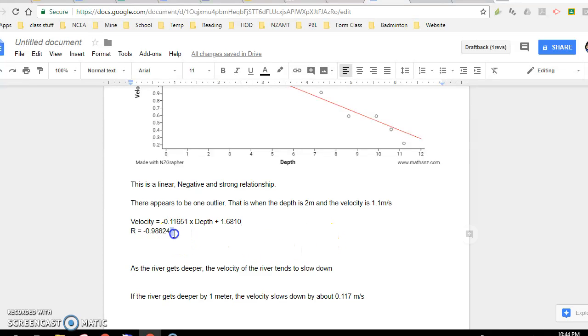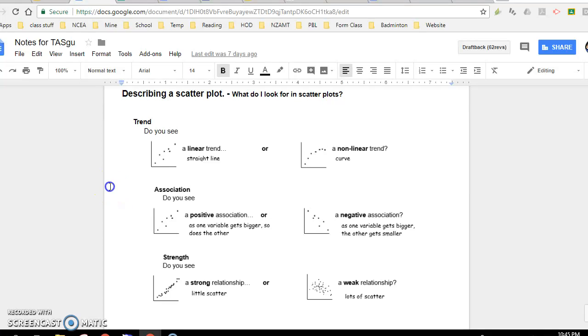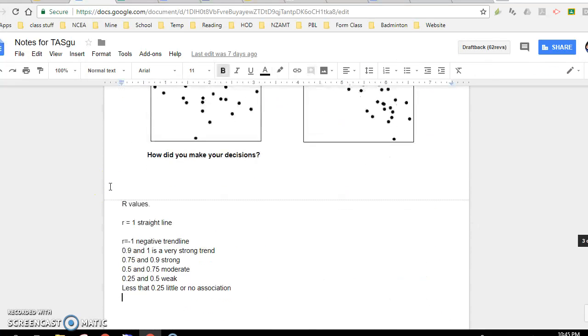They've got an R value here. There are other videos around to explain the R value. It basically tells you how strong the relationship is. Negative means it's going down, positive means it's going up. The closer to 1 it is, the closer these dots are to the line. If it were 1, then they'd all be on the line. And we can have a little range of values. I've got a little range of values at the bottom of these notes.